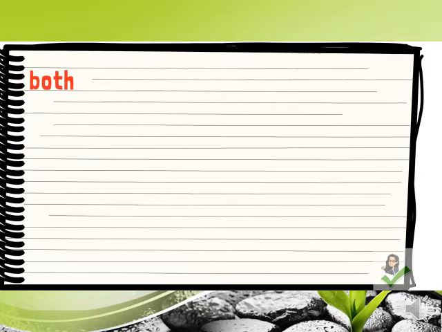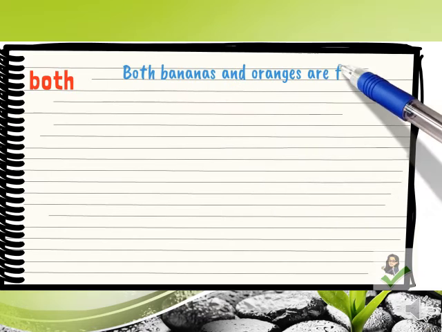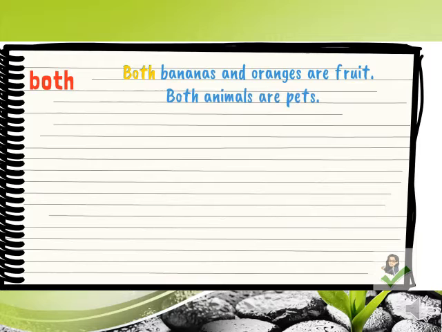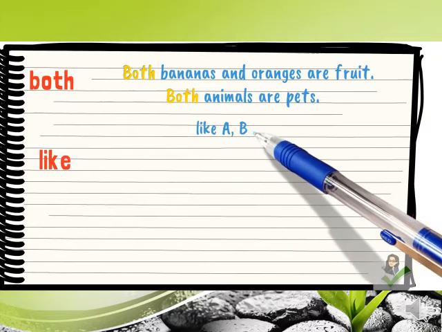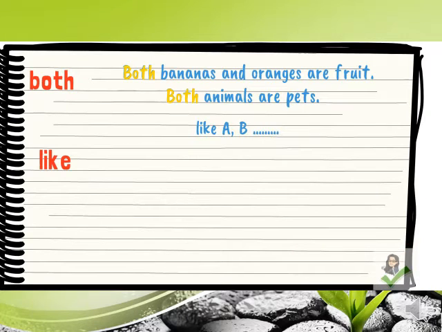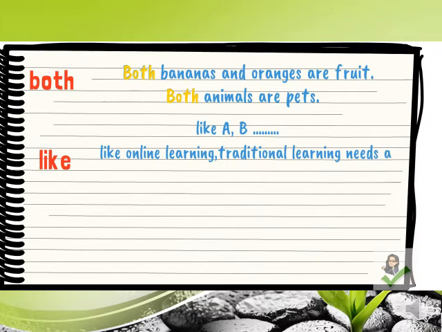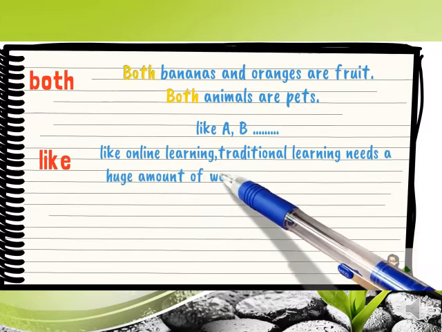Both must be followed by two nouns or a plural noun. For example, both bananas and oranges are fruit. Both animals are pets. How to use the word like: A, comma, B, then mention the similarity. For example, like online learning, comma, traditional learning needs a huge amount of work.